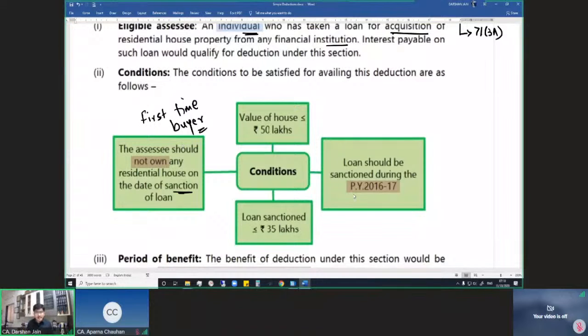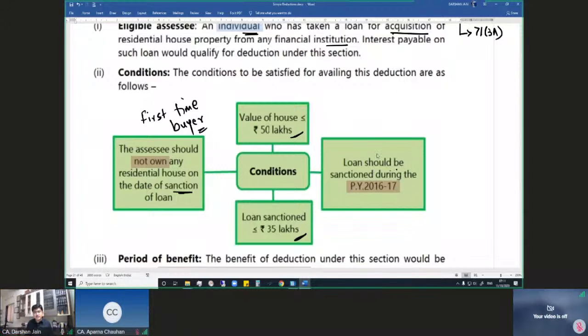And the next condition is that the value of the house should be less than or equal to 50 lakhs. It means it should not be exceeding 50 lakhs. So basically, it gives a relief to a middle class assessee who is buying his first house. The value of house should not exceed 50 lakh rupees and the loan sanctioned should not exceed 35 lakh rupees. The maximum loan for which 80EE could be claimed is 35 lakh rupees.